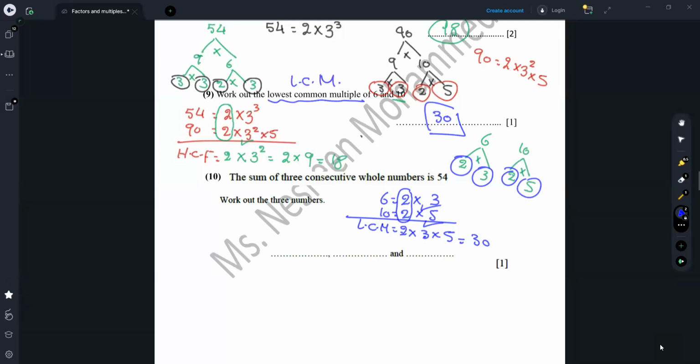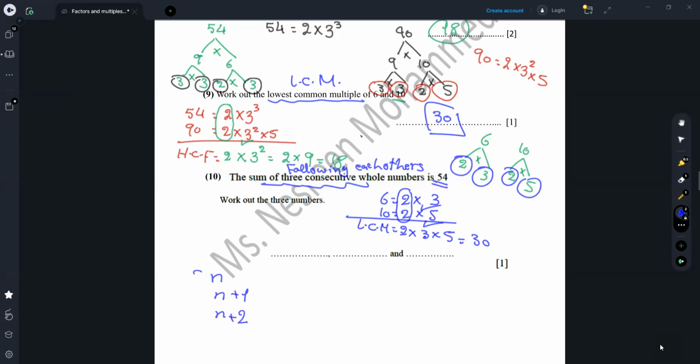Now, the sum of 3 consecutive whole numbers. What do we mean by consecutive? They are numbers following each other. Consecutive means following each other. The sum of 3 consecutive whole numbers is 54. Work out the 3 numbers. Okay, here I will suppose that the first number is n. Unknown number. I don't know what the numbers are. The second number, following it, will be what? N plus 1. The next number, which is following it, n plus 2.